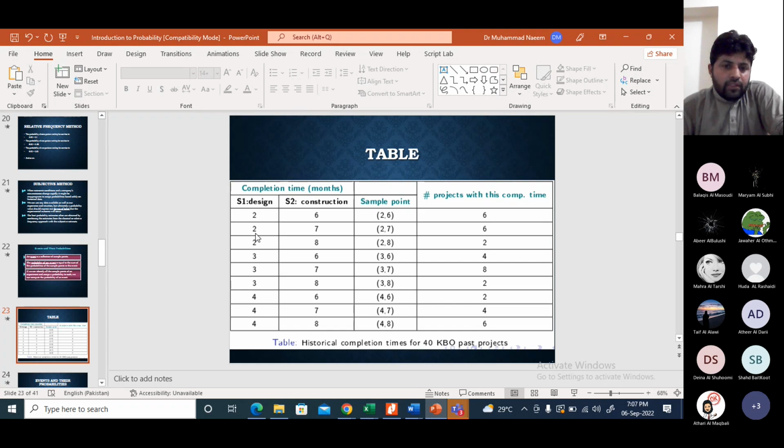And then at step 1, design takes 2 months, construction 7, and so on. This is basically the explanation of this table, and these are the sample points.